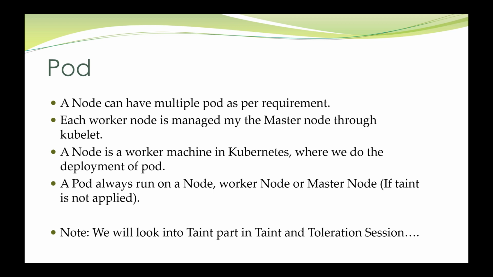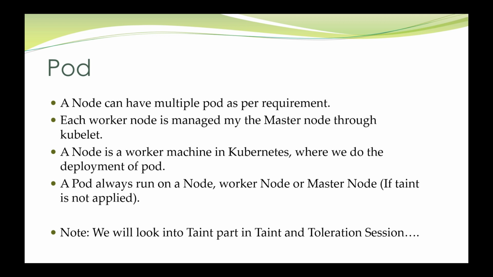So a node is a worker machine in Kubernetes where we do all the deployments. A pod always runs on a node. That you are already aware of. The pod will always run on a node, and that node will be the worker node.